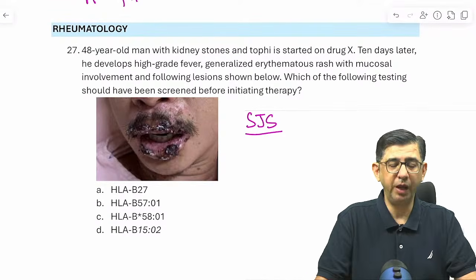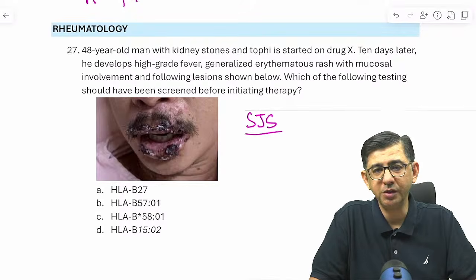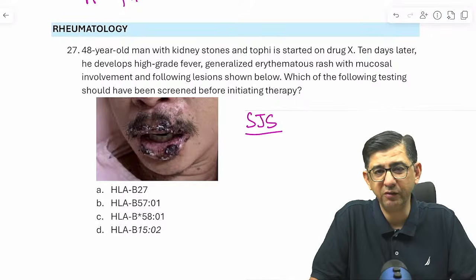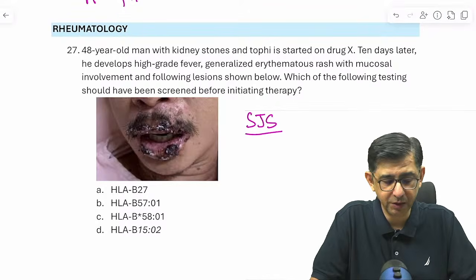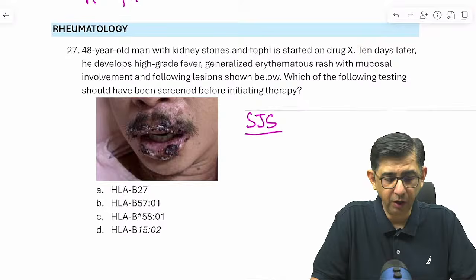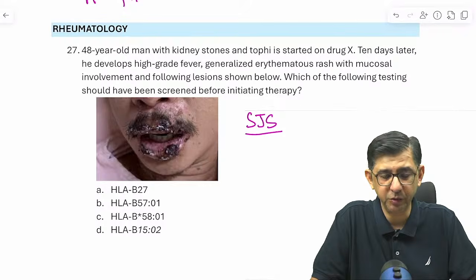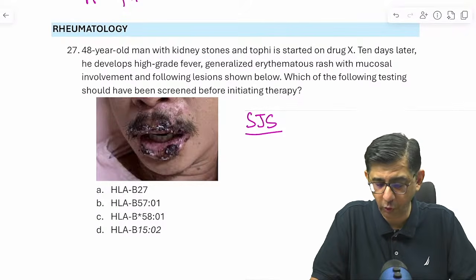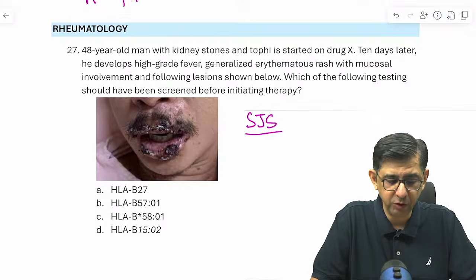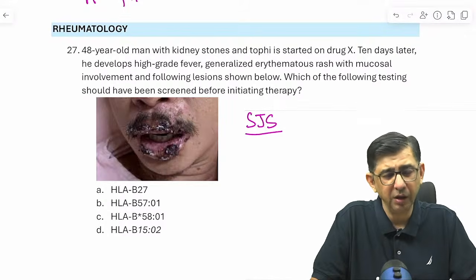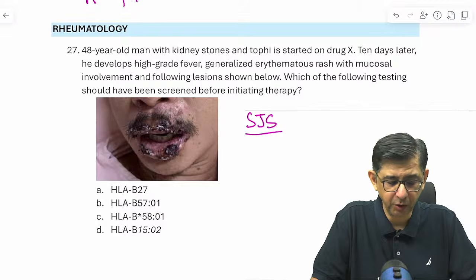It is always a black box for Steven Johnson. And how do we differentiate between Steven Johnson and toxic epidermal necrolysis? It is based on body surface area, guys. Like if it is less than 10% or if it is more than 30%, and if there is an overlap between the two, then we will say SJS-toxic epidermal necrolysis overlap syndrome in a patient.